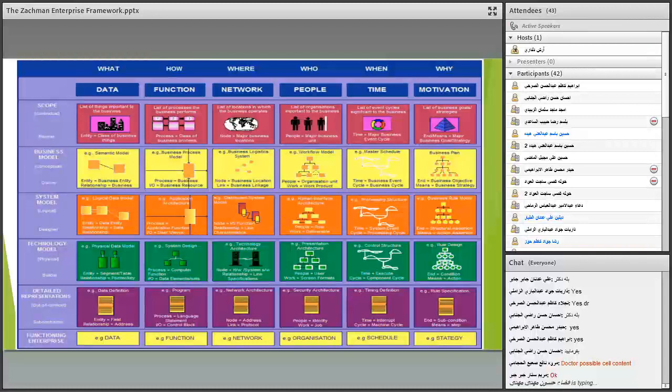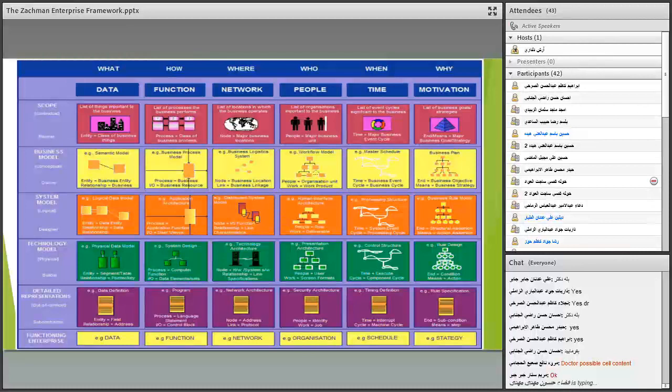In the columns of this matrix, we have different components of the enterprise. You see, the first column is what, the second column is how, the third column is where, the fourth column is who, the fifth column is when, and the sixth column is why.